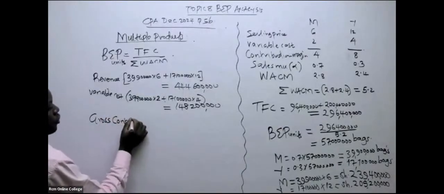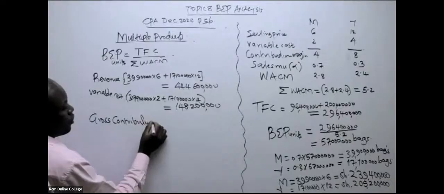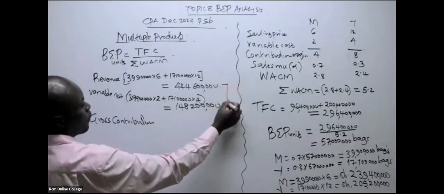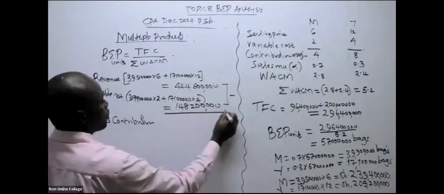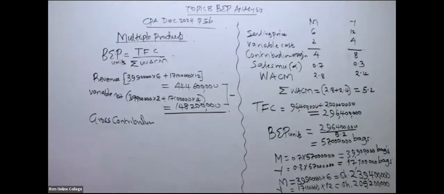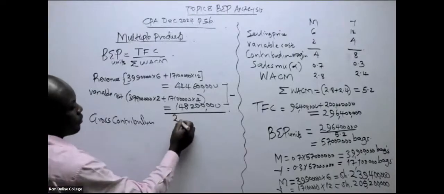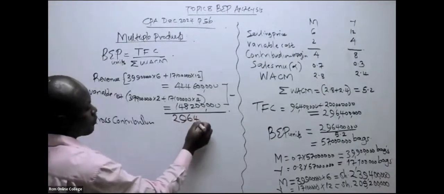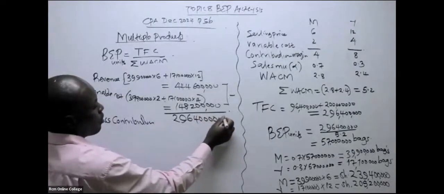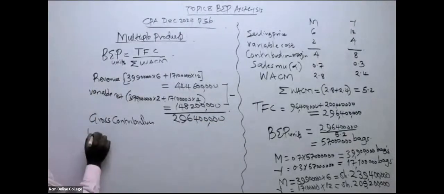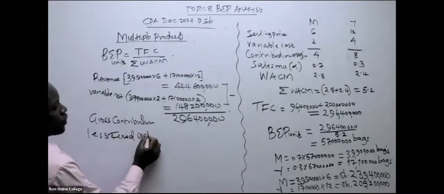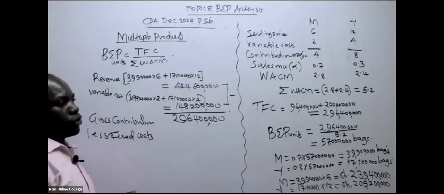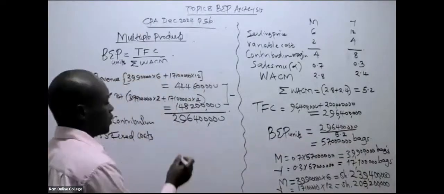Gross contribution, revenue minus variable cost. What is your gross contribution? 296,400. Then we less fixed costs. What was our total fixed cost? 296,400.